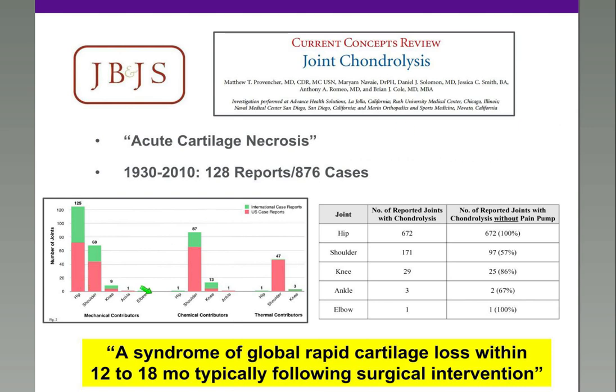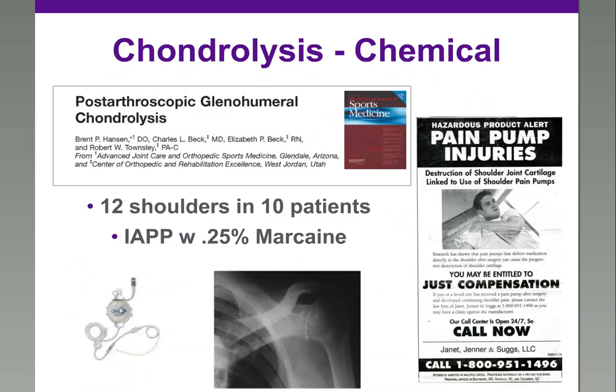If you take a look at the graph on the left, compared to mechanical contributors like prominent hardware and prominent suture stacks, the other two contributors to chondrolysis in the shoulder were thermal, as you saw following thermal capsulorrhaphy, similar to the case that we just presented. But importantly, the largest number of cases were for chemical contributors. And this developed following a phase where intra-articular pain pumps were being utilized for post-surgical or post-arthroscopic analgesia.